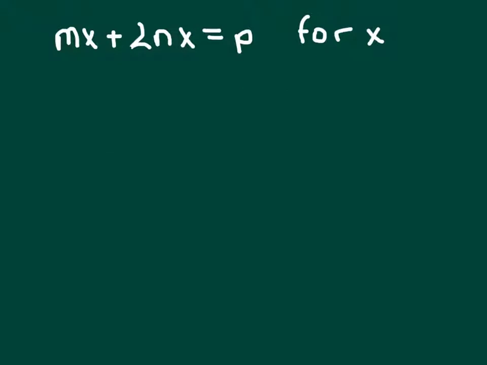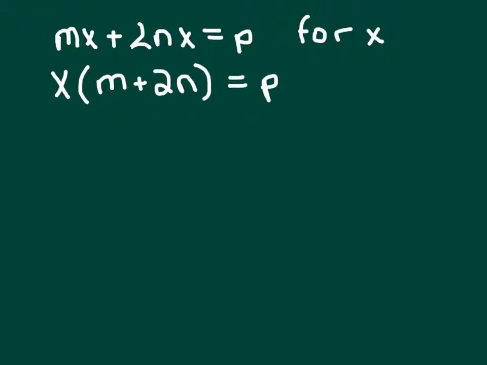mx plus 2nx equals p, and we're solving for x. When you see this unique situation where you have an x in both of the items being added or subtracted, that means that you can factor the x out. So we'll factor x out of the equation. That leaves us with x times m plus 2n equals p.